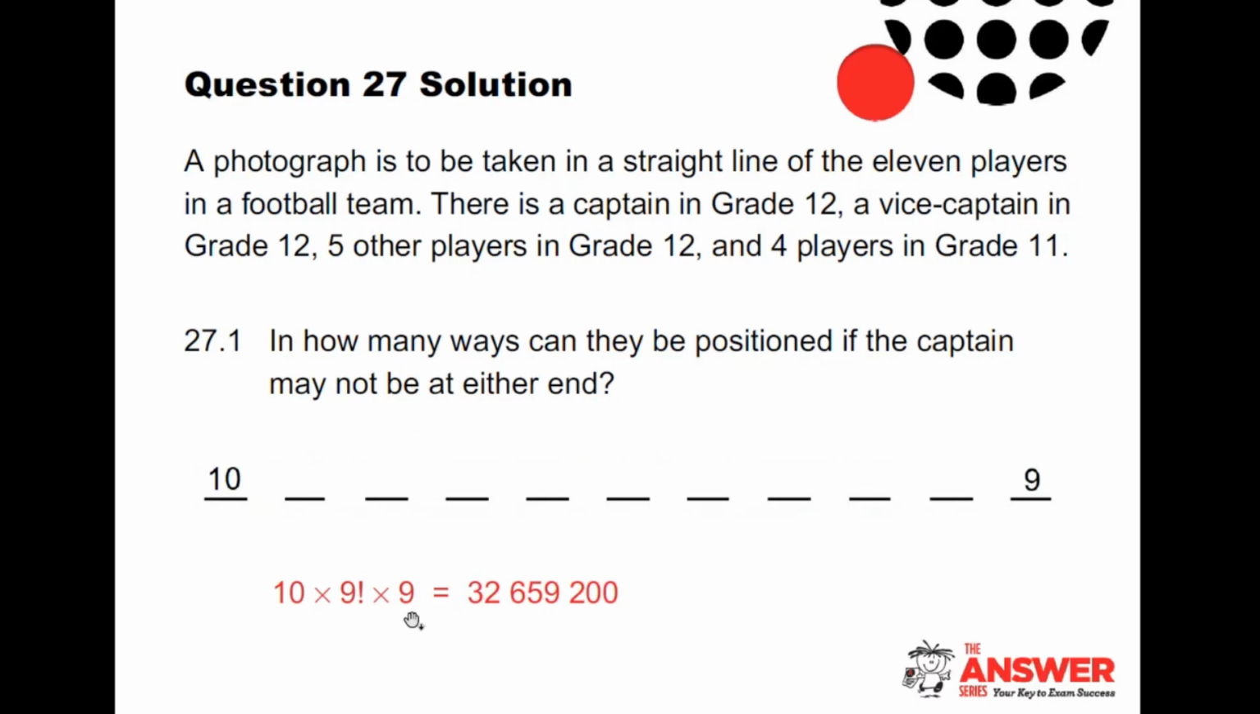So it's 10 in the first chair, 9 factorial in all of these chairs, 9 in the last chair. You can also do a double negative. How many ways can these people all be seated? Any order is 11 factorial. If you put the captain at either end, in how many ways can you do it? You can get it that way as well and subtract. So you can do it also with a double negative.